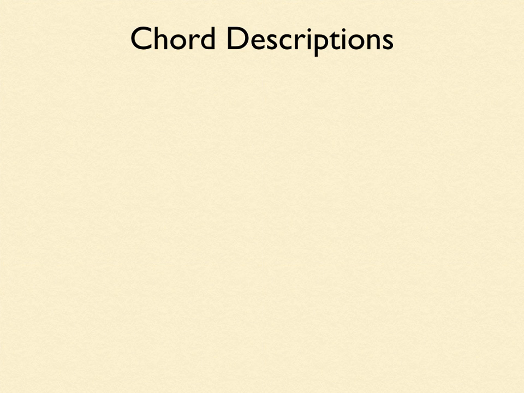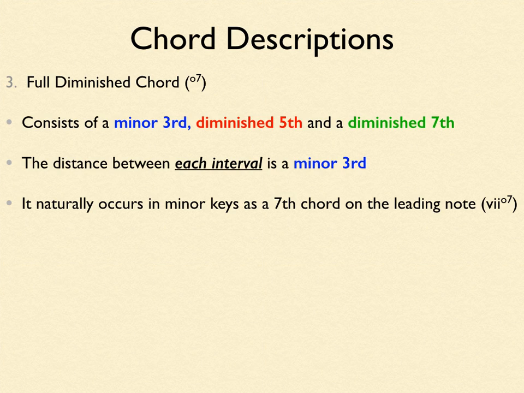So we already looked at this in the previous lesson, but I just want to go over it again. Fully diminished chords, which are signified by that little circle symbol, and also if it's going to be a 7th chord, you can put your 7 in as well. So I'm going to be looking at a fully diminished 7th chord here, and it's going to consist of a minor 3rd, a diminished 5th, and a diminished 7th. So there's 2 diminished intervals in there, so you can see that's what gives it a full diminished chord, is those 2 diminished intervals. The distance between each interval is actually a minor 3rd. We'll see that in the chord we're about to look at.